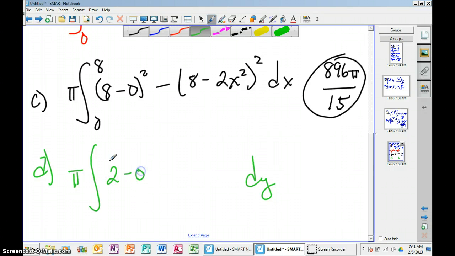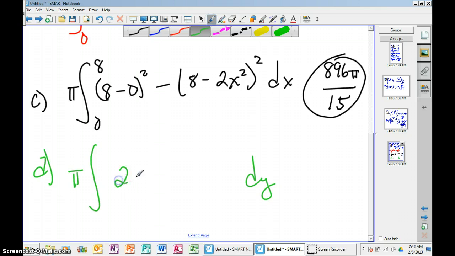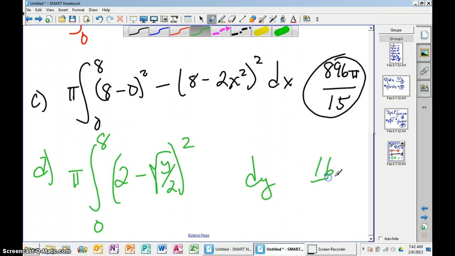2 minus 0 squared. Well, no, my bad. It's not a washer, it's a disk. So it's going to be 2 minus the function, the square root of y over 2. That's the square root of all of that, squared. And that's going from 0 to 8 once again. It's in the y direction. 16 pi over 3 is what your answer should be.